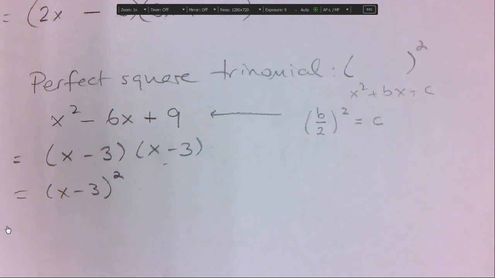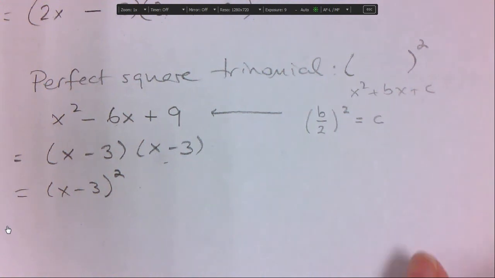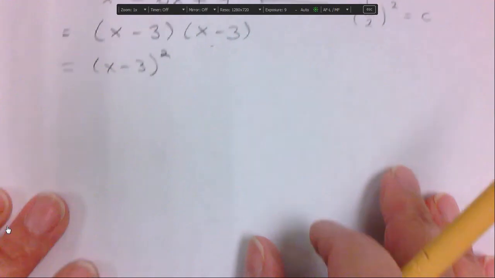Okay, so if somebody gives you this and they ask you, is that a perfect square trinomial? Well, let's test it. If I take negative 6, divide that by 2 and square it, will I get positive 9? And the answer is yes, I will. So it is a perfect square trinomial. Here's another example, and then we'll be done with this video.